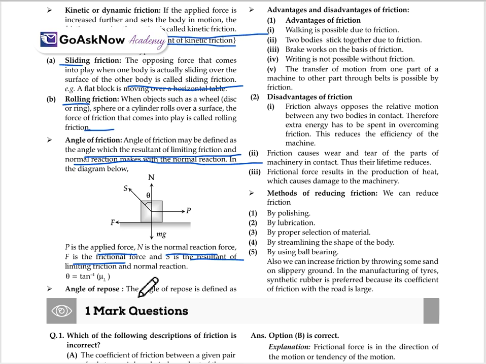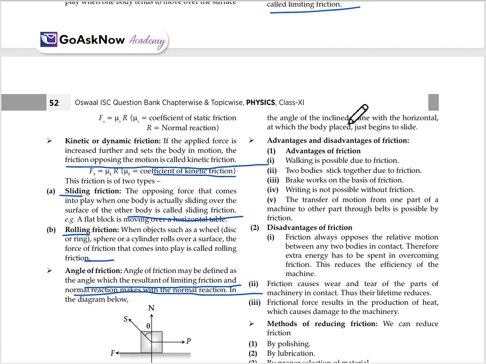Angle of repose. The angle of repose is defined as the angle of an inclined plane with the horizontal at which a body placed on it just begins to slide. Now, advantages and disadvantages of friction.